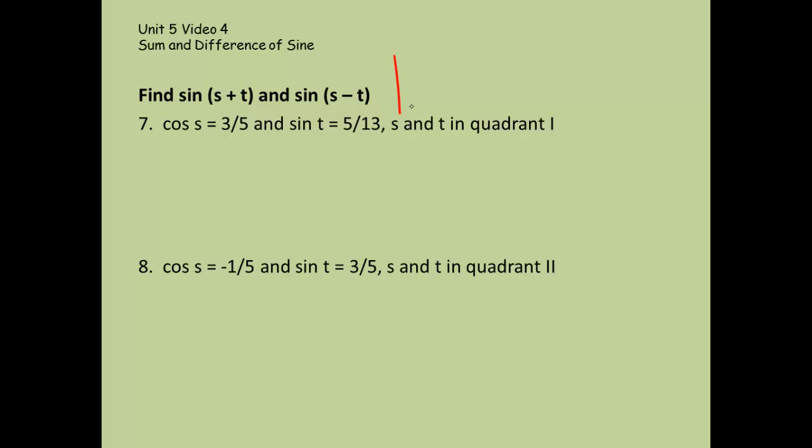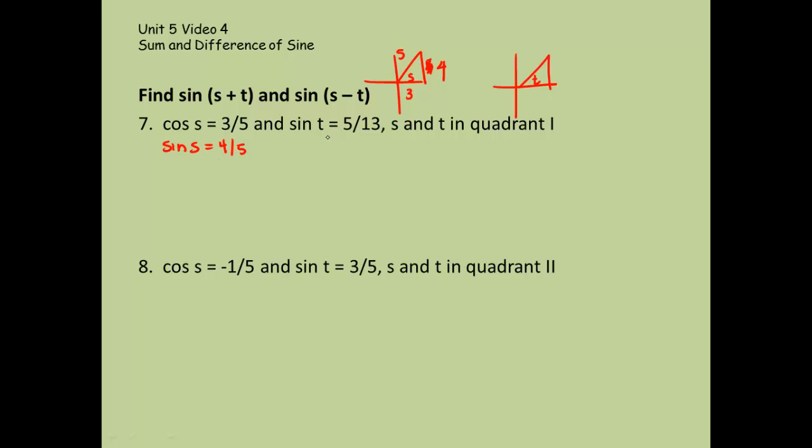So we're going to draw our 2 triangles. It tells you that they're both in quadrant 1. So this is the triangle for S, and then we'll draw another triangle for angle T. Angle S has a cosine of 3/5. Oops, my 5 should be my hypotenuse, which, when I do the Pythagorean theorem, leaves me with a 4 for my vertical side. So I know that my sine of S is 4/5.